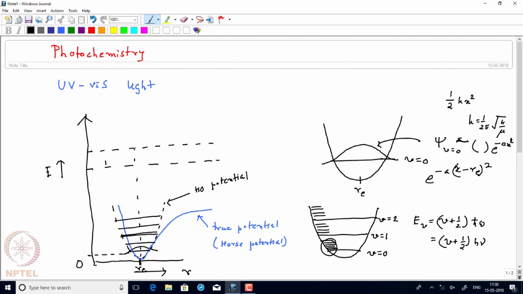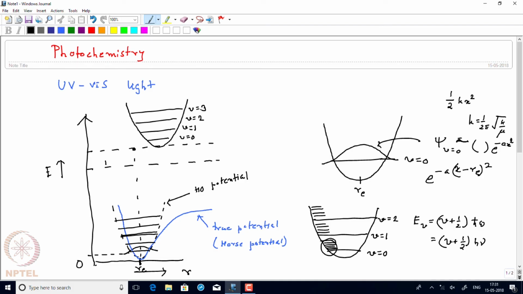Now, by that token, I'll have a singlet state. This singlet state equilibrium bond length will be shifted. It has to be shifted. Why? Because the singlet state corresponds to the electronic configuration where one electron was promoted to the LUMO. So the potential well will be situated somewhere here, and it will have its own zero point energy level, and all these excited energy levels, V equal to 0, V equal to 1, V equal to 2, V equal to 3, something like that.